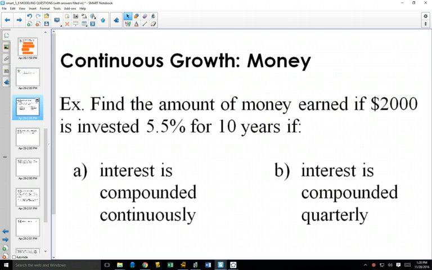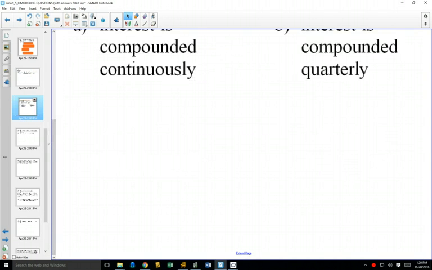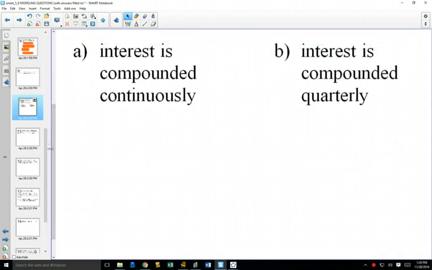So we're going to look at this. We're actually going to switch A and B. We're going to do B first and then A. How much money would you earn, $2,000, invested at 5.5% for 10 years if it was compounded quarterly? So we're going to do that one first. And then we're going to look at the other formula and see what happens if it was compounded continuously.